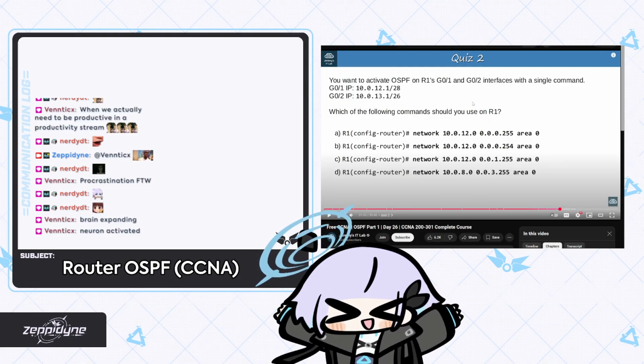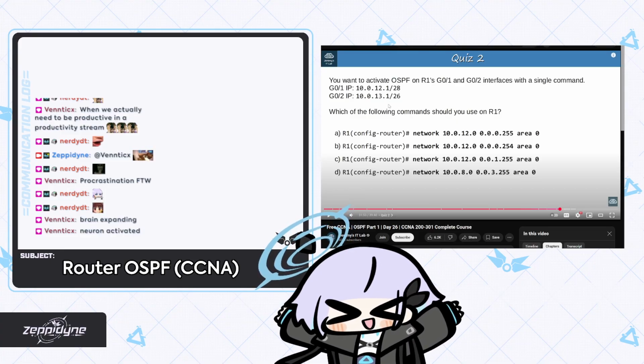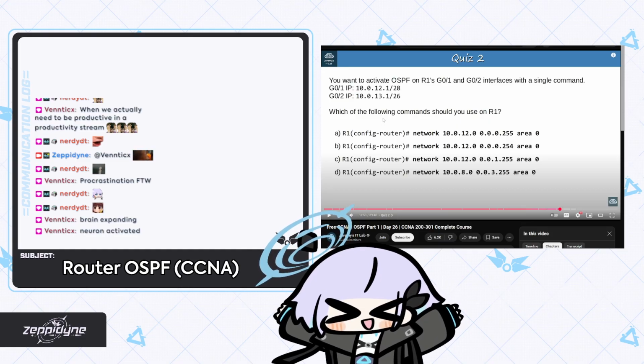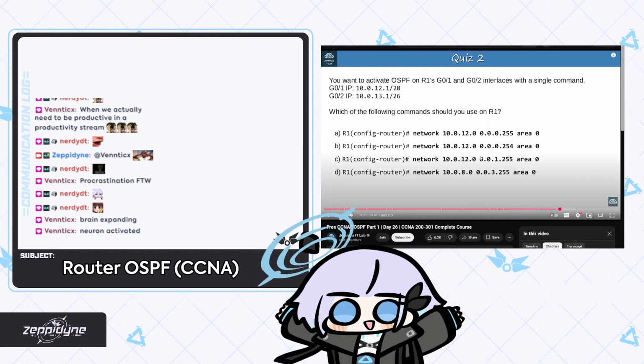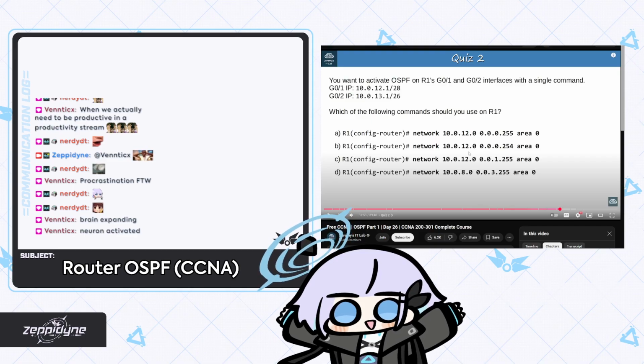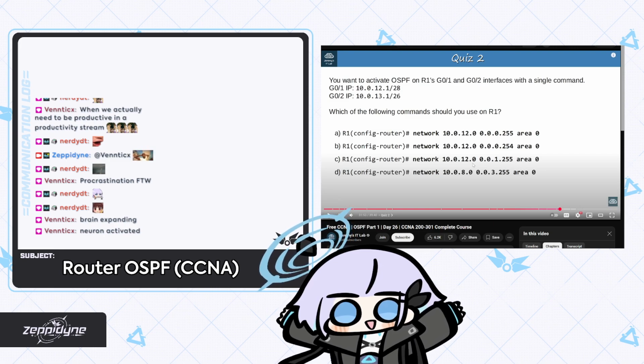But R1 is 0.13. But if we're talking about their IP addresses, then it has to be D actually. That is the only way we can cover both IP addresses, because... Wait. No. It's C or D. I just said they were wrong at first, but now it could be that. C might be the most exact.